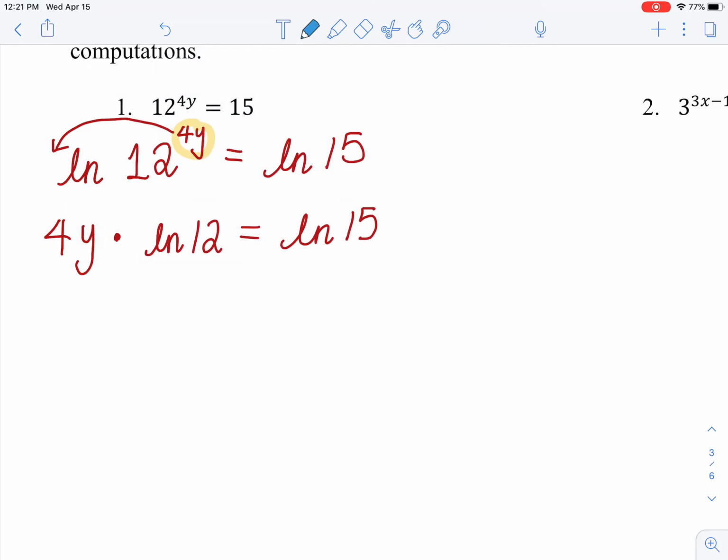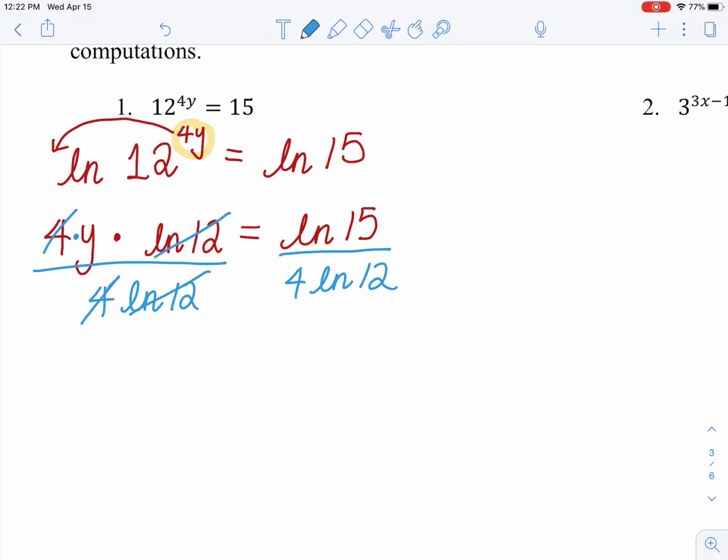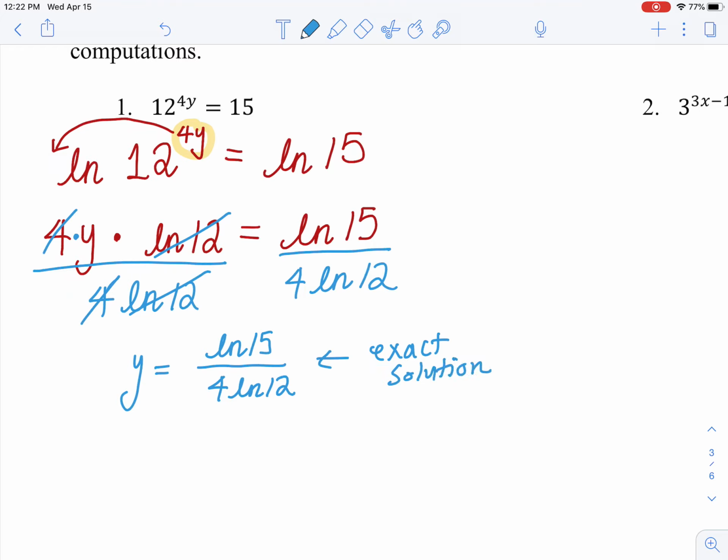Now remember, we're solving for y here. If I want to solve for y, I would divide both sides by 4 ln 12, but let me take care of one thing at a time. Looking at 4 times y times natural log of 12, I can divide both sides by 4 times natural log of 12 to cancel out the 4 and the natural log of 12. So now we got y equals natural log of 15 divided by 4 times natural log of 12. And that is the answer. We got the exact solution.